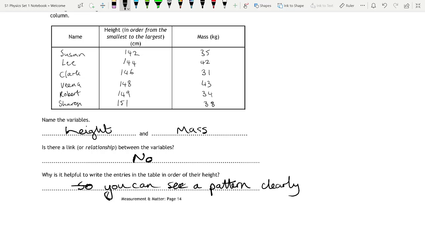So we can just at a glance look at that table and go, right, as height goes up, does mass go up? No, we can see it like that. Whereas if you just had those pictures, you wouldn't be able to see it as quickly, would you? So tables really help us see patterns clearly. Okay.